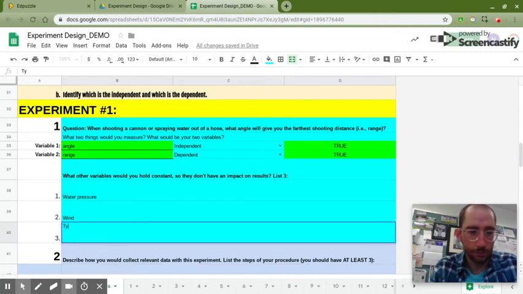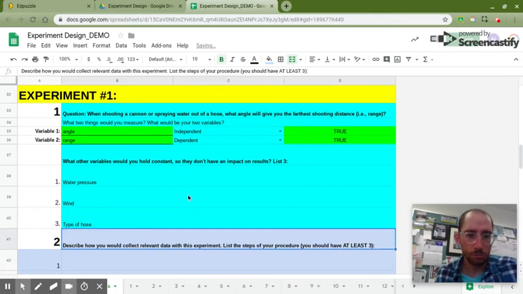So it's fine. Type of hose. Check out what other people have in your other tabs. Yeah, click across the tabs, see what other people have that's different from what you have.